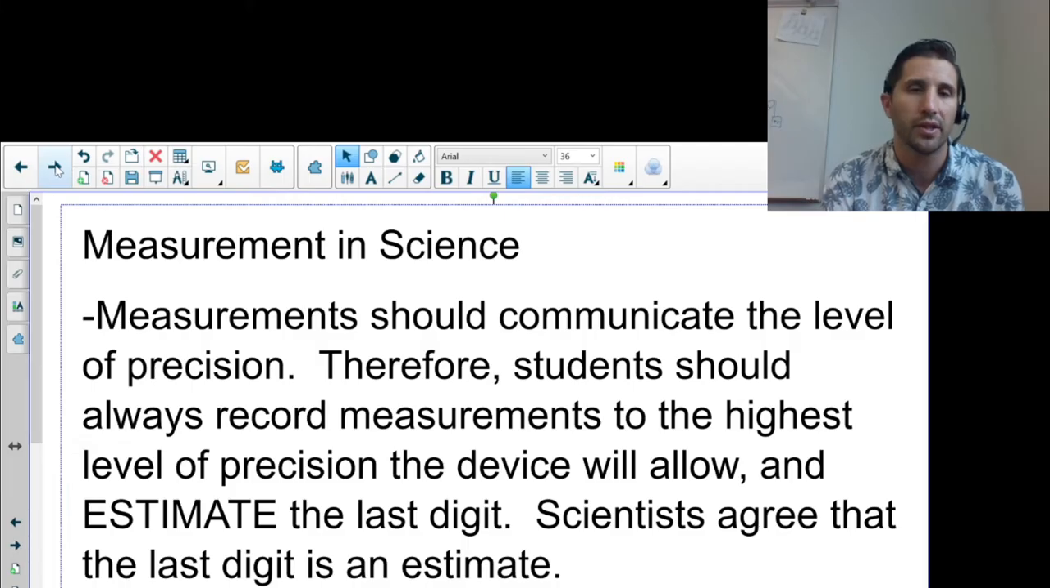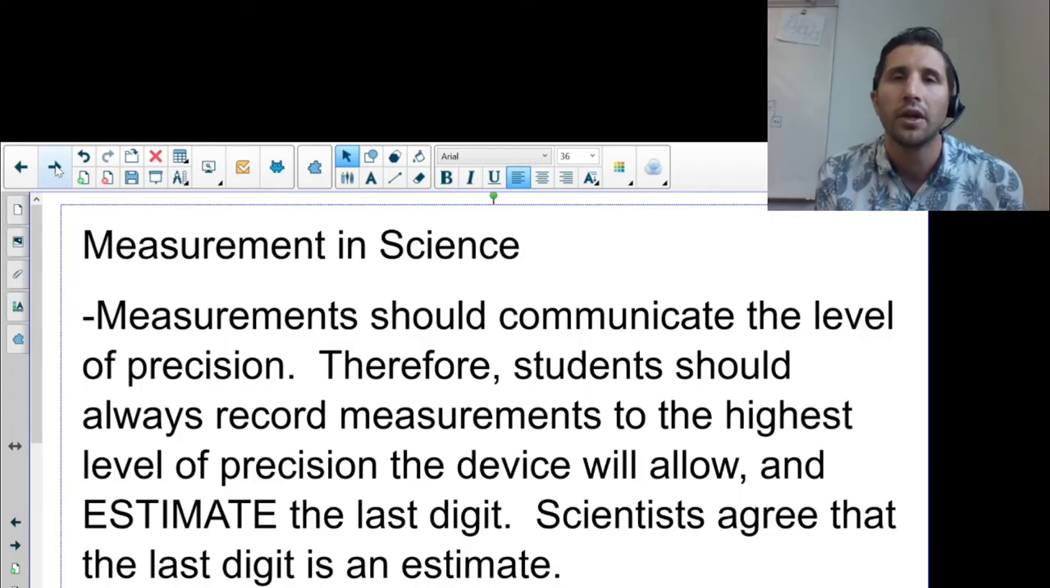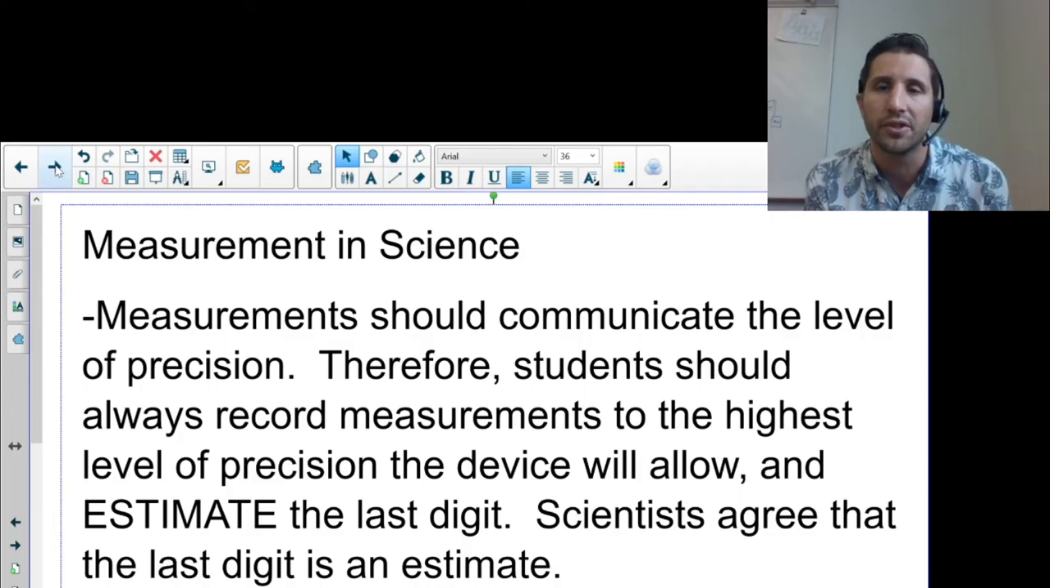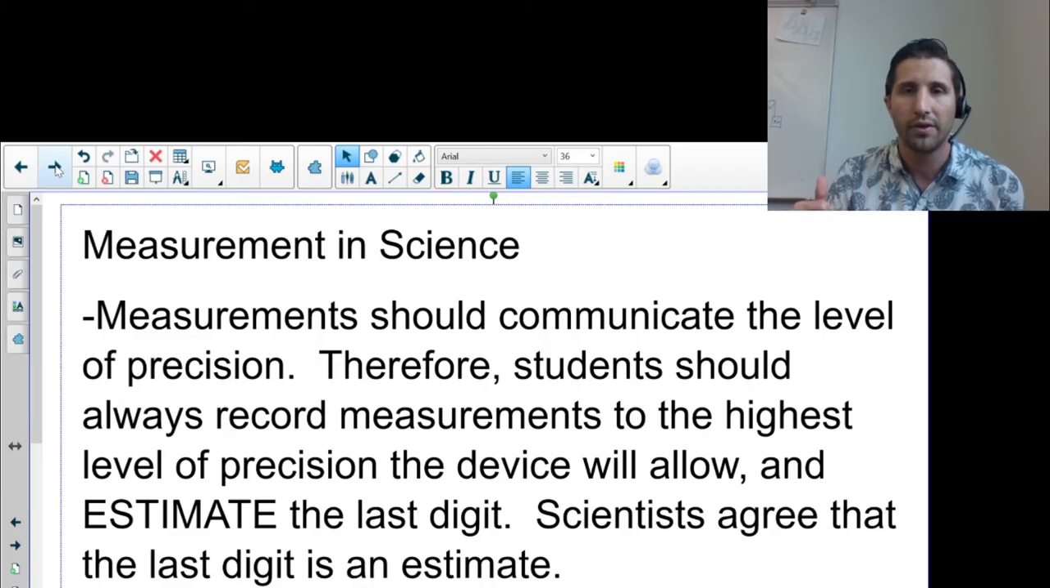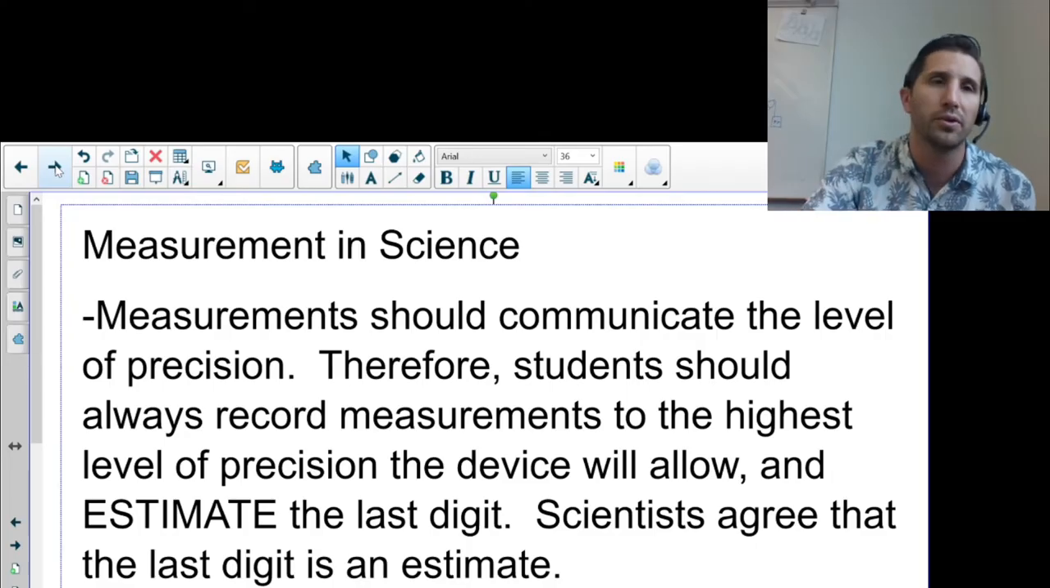Scientists agree that the last digit is an estimate anytime they look at a measurement. This gets us into significant figures, and we'll talk more about that in another lesson. But the idea is anytime you take a measurement in science, you want to write down all the digits you are absolutely certain of, and estimate the last digit. Use the highest level of precision that the device allows, and then estimate the last digit. I'm going to give you some examples of this in the next couple of slides.